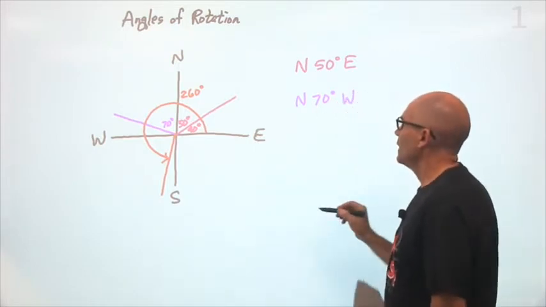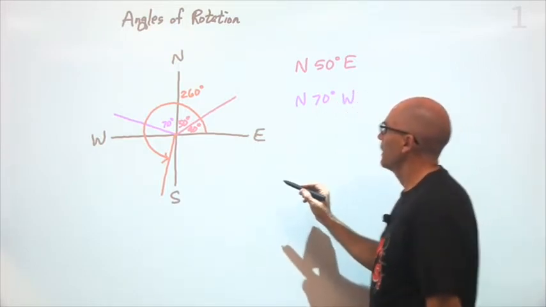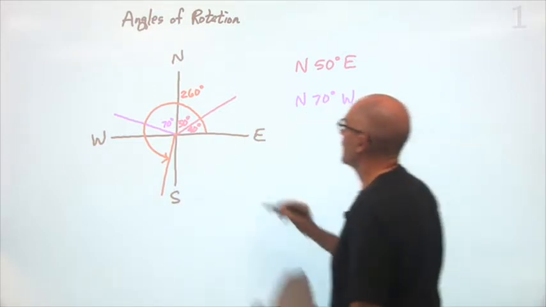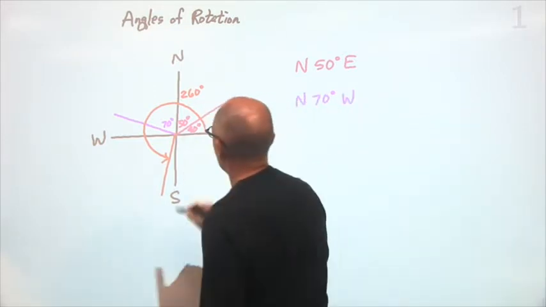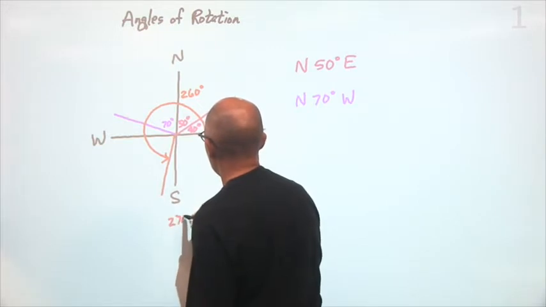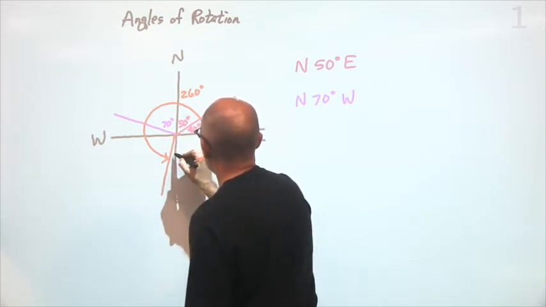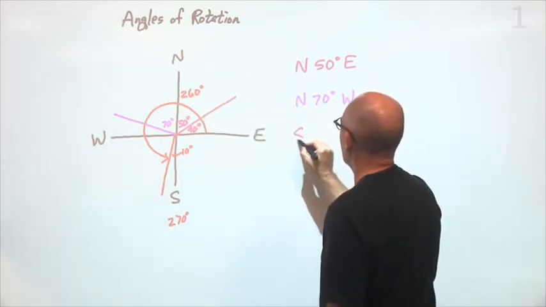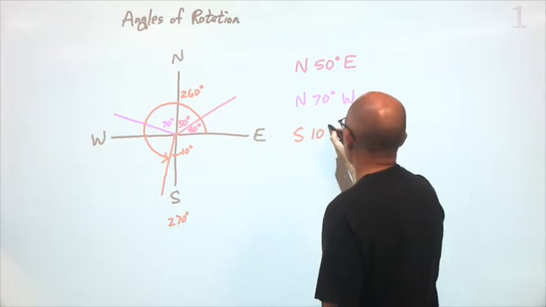So what we really want to know here is how far off south is that? Well, it's going to be 10 degrees because we know south is 270 degrees. So this is 10 degrees in here. And so how do we say this? It's south 10 degrees west.